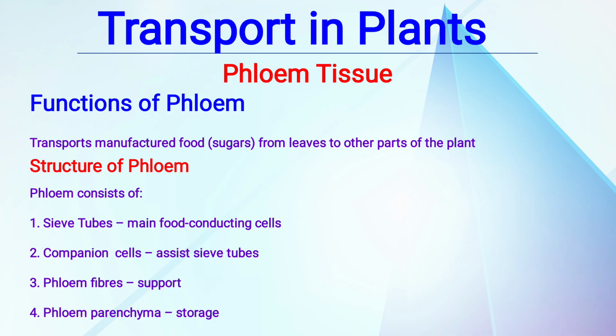So what are the structure of phloem tissue? Phloem tissue consists of, number one, sieve tubes. These are the main food conducting cells in the phloem tissue. Number two, we have companion cells, which assist sieve tubes. The main function of this one is to assist the sieve tubes. While number three, that's phloem fibers. This one also provides support. While number four, that's phloem parenchyma, which helps in storage of food.